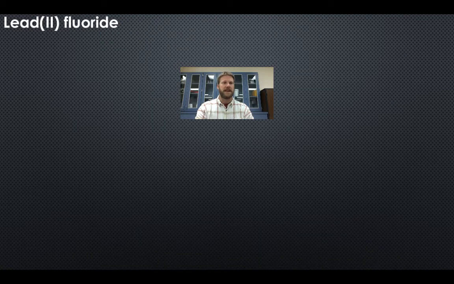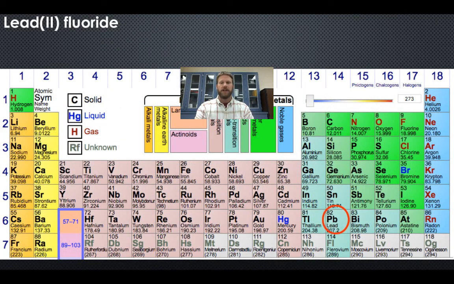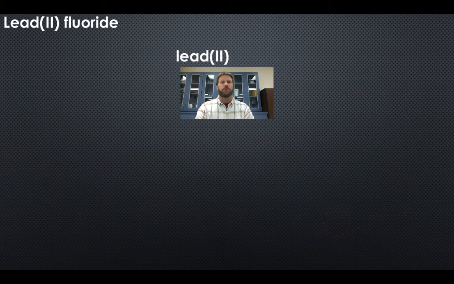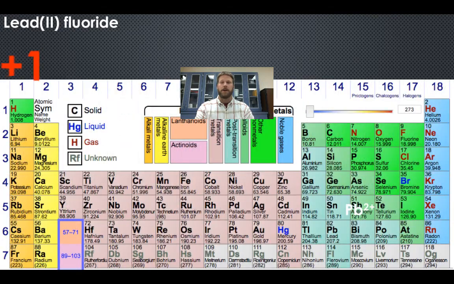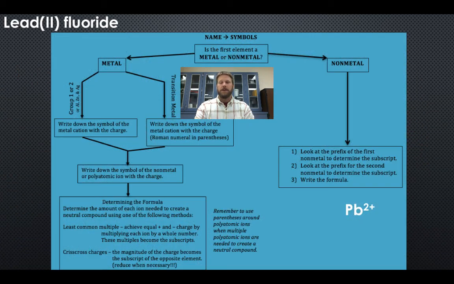Let's look at one last example, lead(II) fluoride. So lead is a post-transition metal, but it still has multiple oxidation states. It's given away by the Roman numerals, so we're going to follow the transition metal path on our flowchart. We're going to write down the symbol for lead and its charge. So in this case, Pb2+. We look up fluorine on our periodic table. It is in group 7. So everything in group 7 has a -1 charge on its ion. So we have Pb2+ and F-. You could look at that and say, okay, to balance this out, I'm going to need 2 fluorines. So the formula is PbF2.